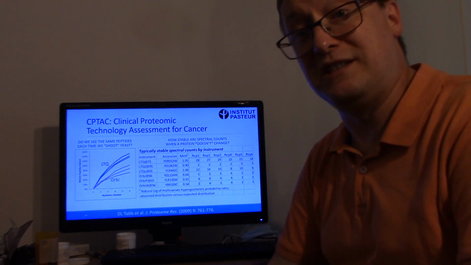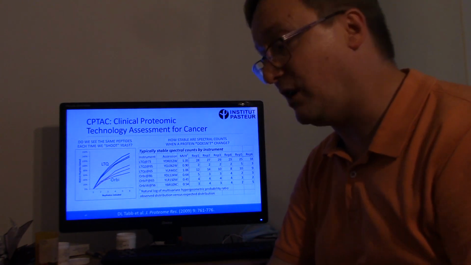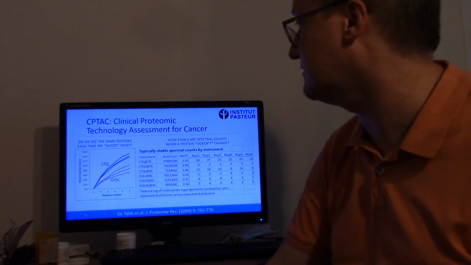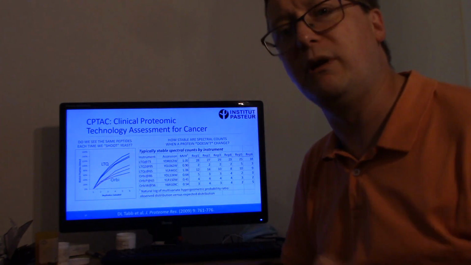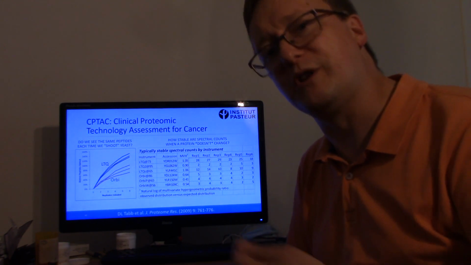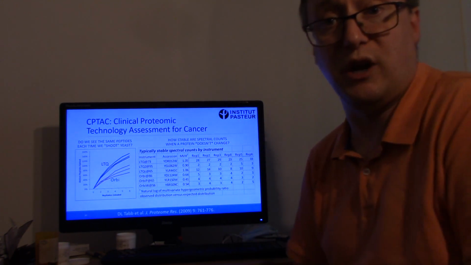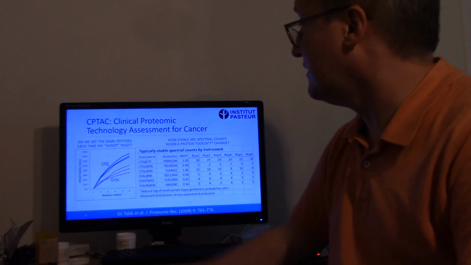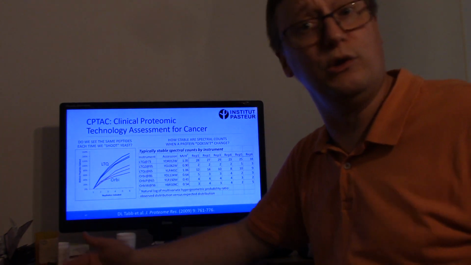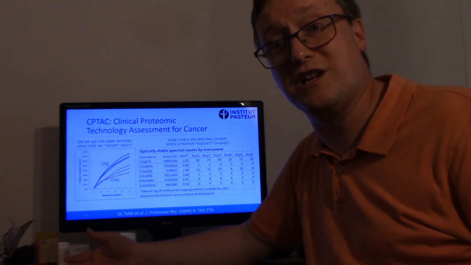All right, so CPTAC, which was a big project in clinical proteomics from the National Cancer Institute in the United States, launched a big reproducibility assessment to try to evaluate the role that proteomics could play in cancer biomarker research. So we started with some fairly basic samples, a bunch of yeast lysates. What can you learn about our technology from yeast lysates?